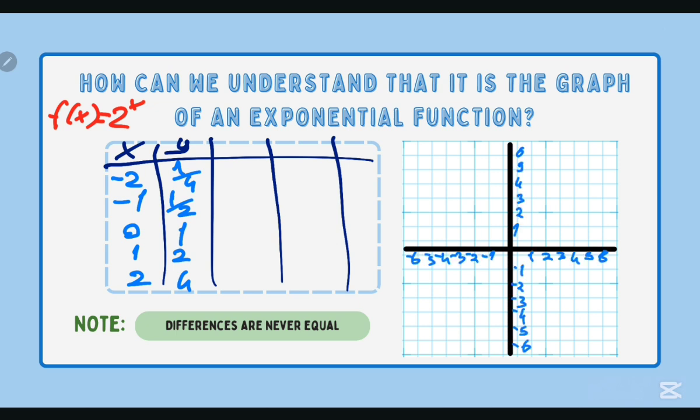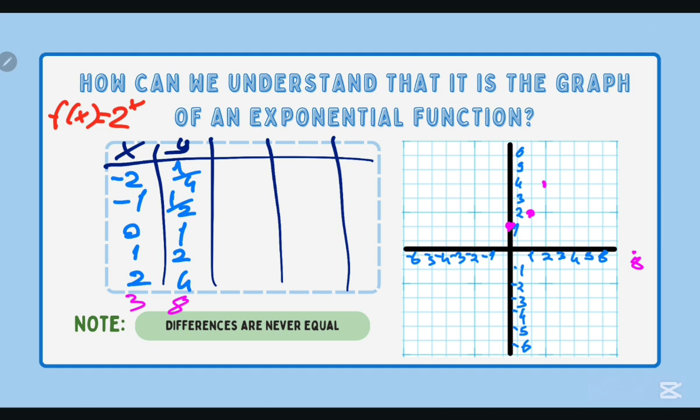Expressions with an exponent of 0 are equal to 1. X is 0, y is 1, it is here. This is our first point. X is 1, y is 2, it is here. 2 and 4 is here. If we want, we can continue. If x is 3, it will be 8.